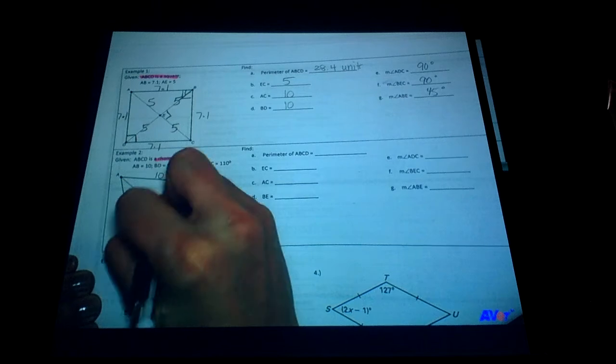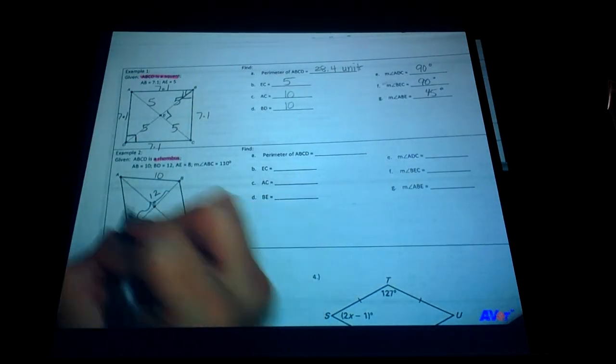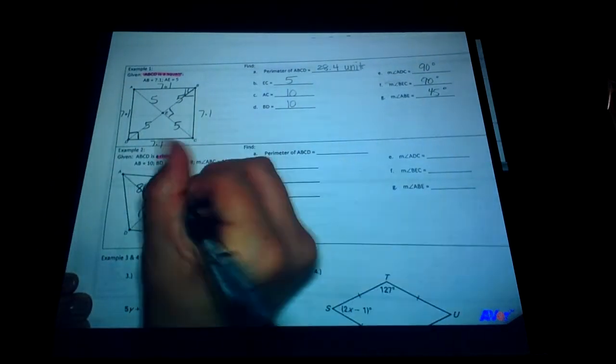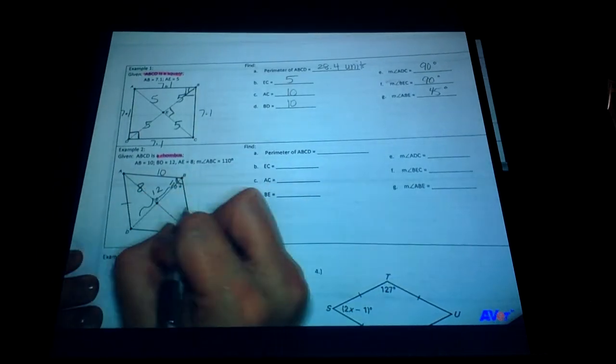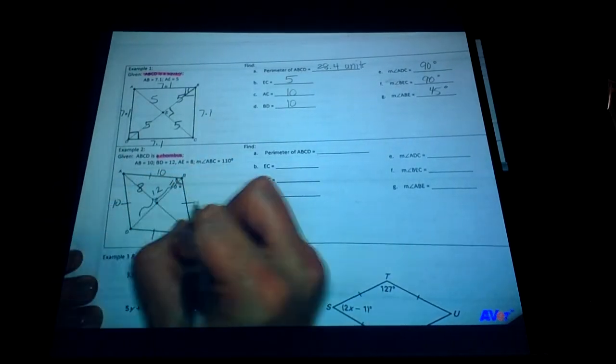And now in example 2, we have a rhombus. So I know that AB is 10, BD is 12. That's the diagonal. The diagonals are not congruent in a rhombus. AE is 8, and then angle ABC here is 110 degrees. So if I want the perimeter in a rhombus, all the sides are congruent.